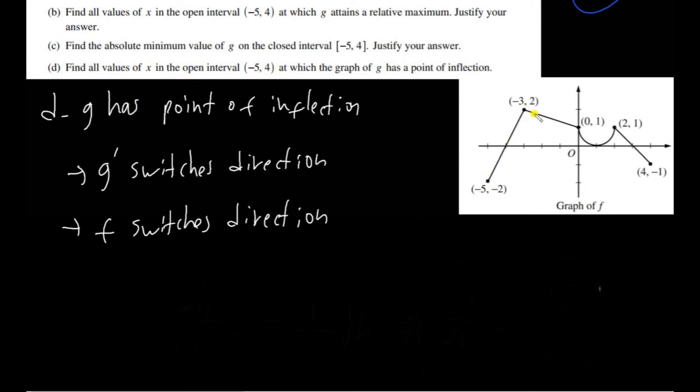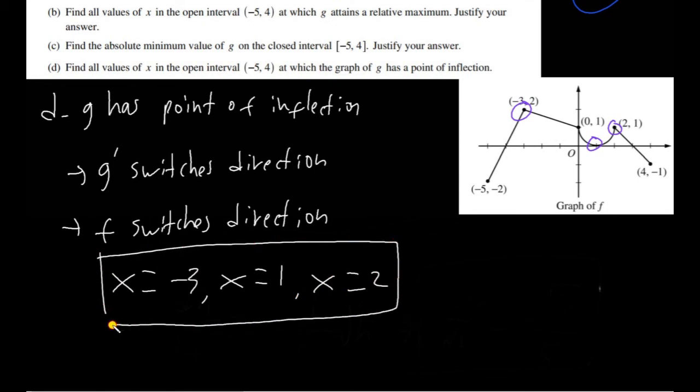Here it goes up and it goes down. So here's a switch in direction. Down, down, down, down. So here it goes down, and then here it goes up. Another switch in direction. And then here it goes up and then goes down. So here's a third switch in direction. So those are all the points where g has an inflection point. So they want the x values. So we'll have x equals -3, x equals +1, and x equals +2, like that.